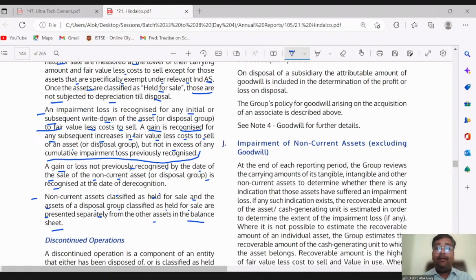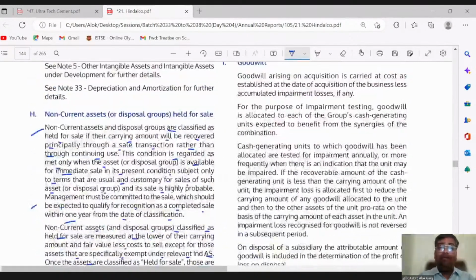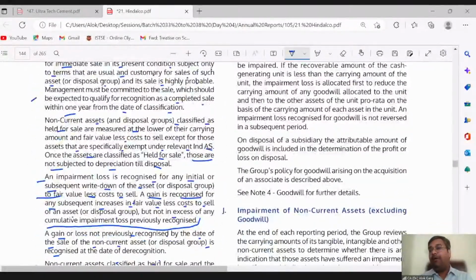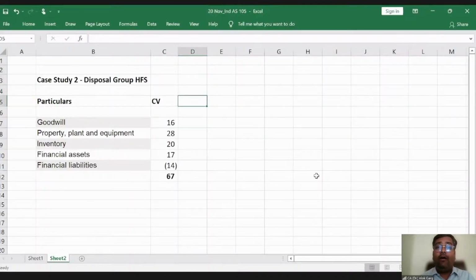Friends, do you find the accounting policy of this Hindalco Industries Limited? Do you find that you are already well versed with this accounting policy? Whatever concept we have read, these concepts are copy pasted in this accounting policy. Can you say this? What is your view? Yeah, fantastic. Good.